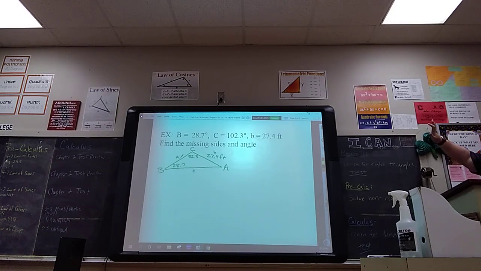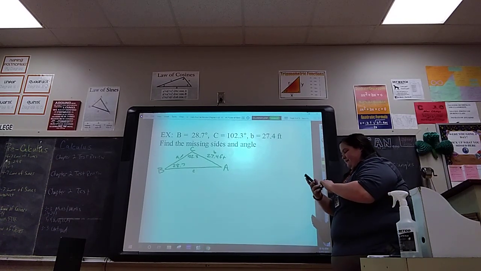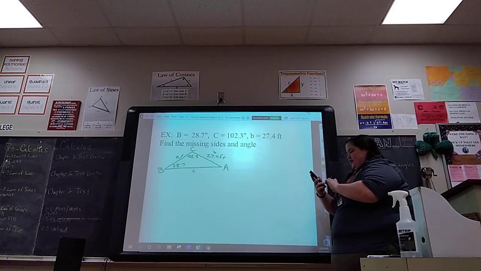So I have my visual drawn. The things I don't know are either angle A or side A, and I don't know side C. So again, I already talked about what's the easiest thing to find first. Angle A. Yep. So I can take 180 minus 102.3 minus 28.7.